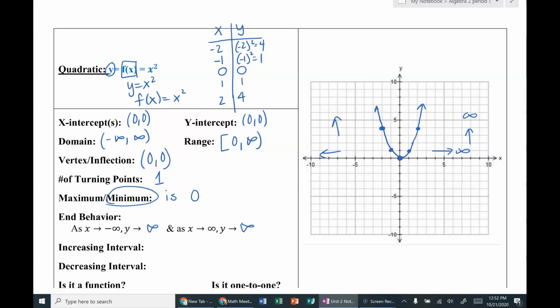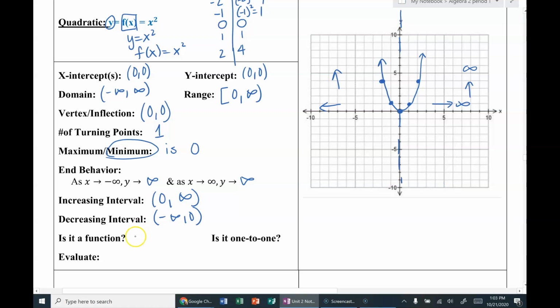We have one increasing interval. Again, we talked about the max and min being the separation between increase and decrease. On this side is when you're hiking. That's a really steep slope right there. So we have an increase from 0 to infinity. And then over here is when we have a sliding down motion. So that's a decrease from negative infinity to 0.